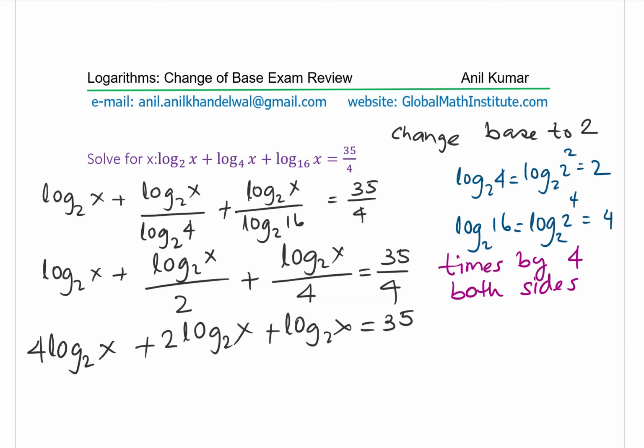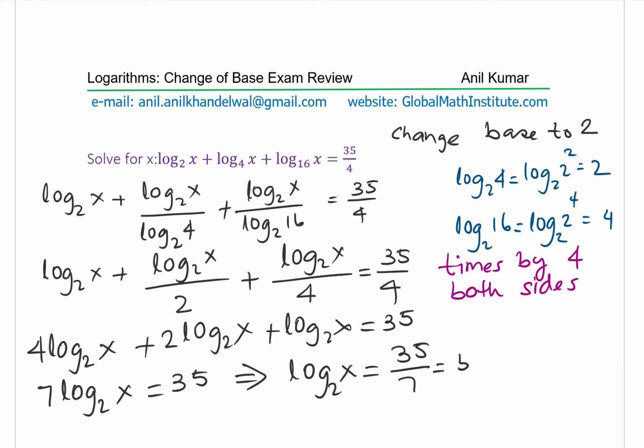Now we can combine these terms. 4 plus 2 is 6, 6 plus 1 is 7. So we get 7 log to the base 2 of x equals to 35, and that gives you log to the base 2 of x is equals to 35 divided by 7, which is 5.